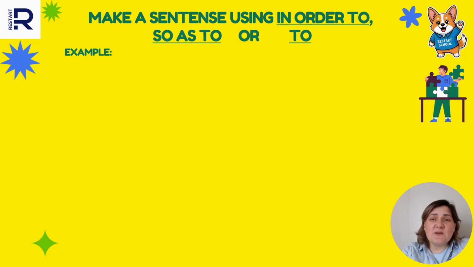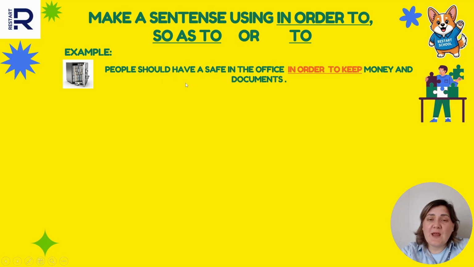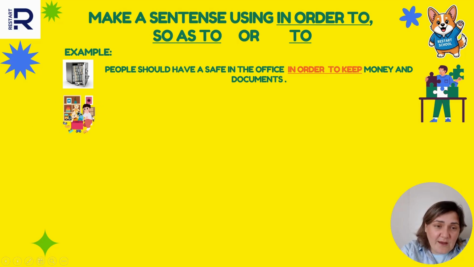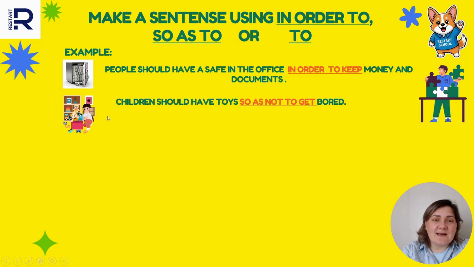Make a sentence using in order to, so as to, or just to. Okay? As in the example in the picture. So in the picture we have a safe full of money, yes? And now we need to make a sentence. For example, people should have a safe in the office in order to keep money and documents, okay? So let's have a look at the next picture. We have a boy playing with his toys, yes? So the main object here is toys, okay? So let's look at the examples.